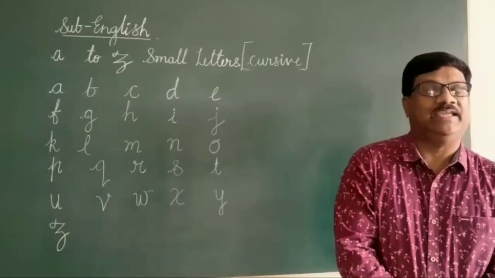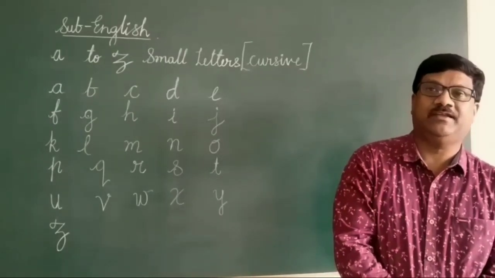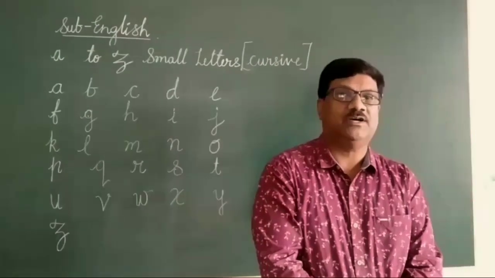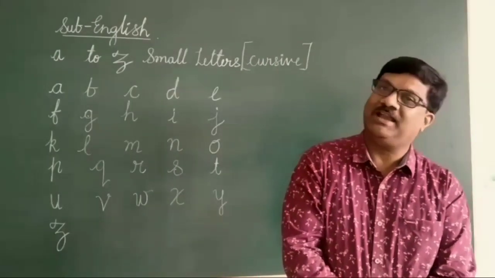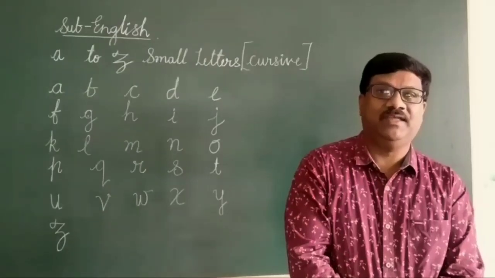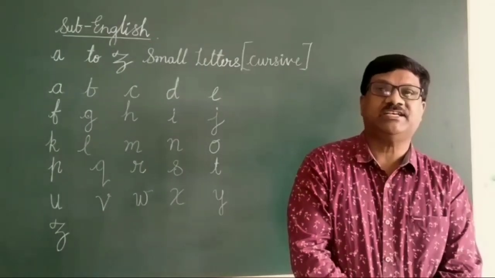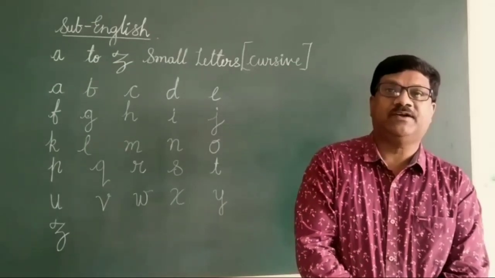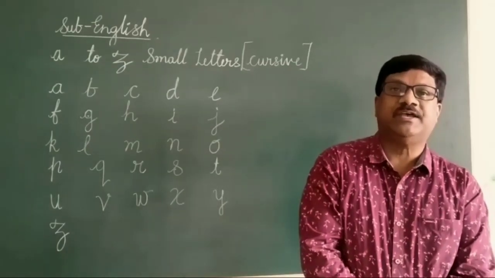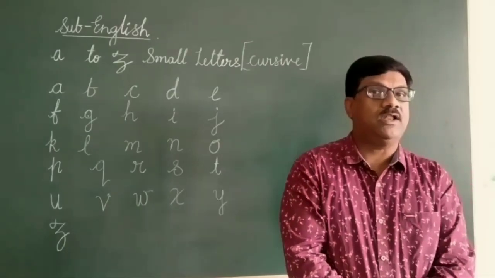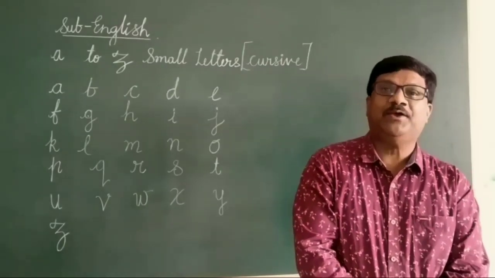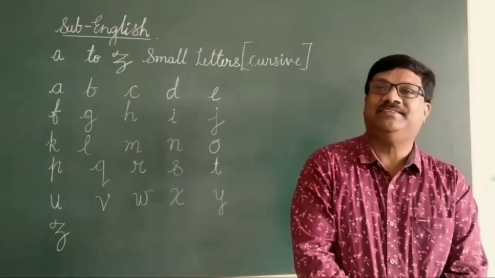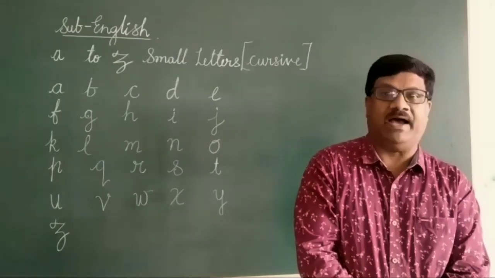Yesterday we learned capital alphabets A to Z cursive letters. Today we are going to learn A to Z small alphabets in cursive. There are 26 small alphabets in cursive. Together we can use capital and small alphabets to make new words and sentences. Let's read the alphabets one by one.